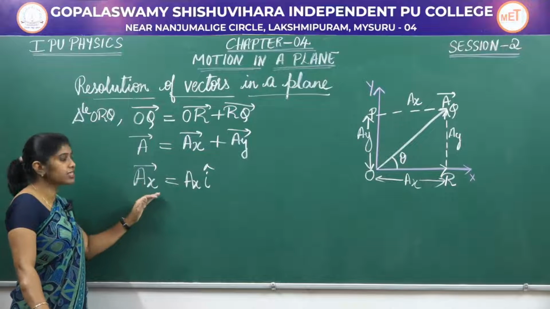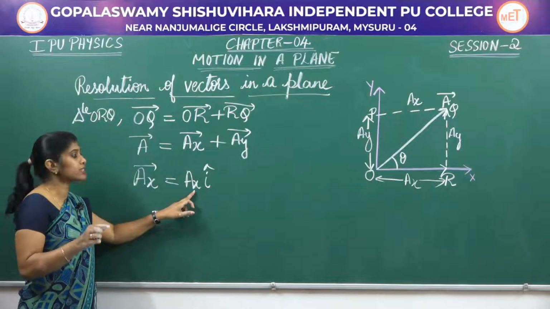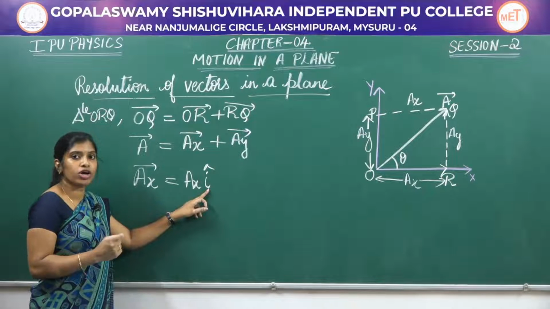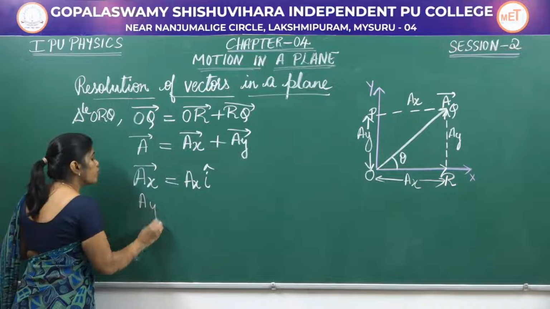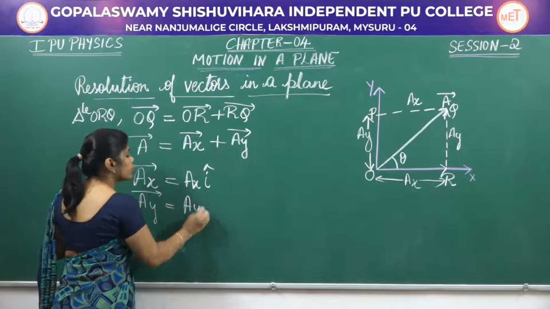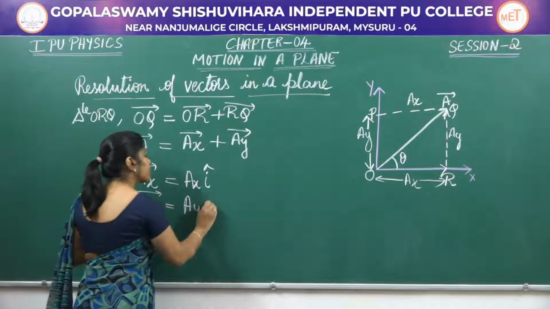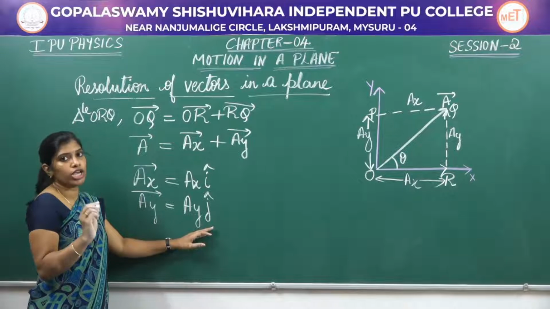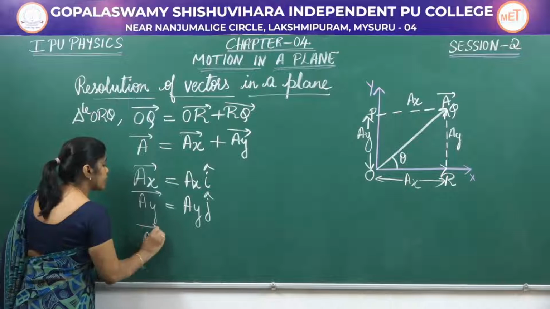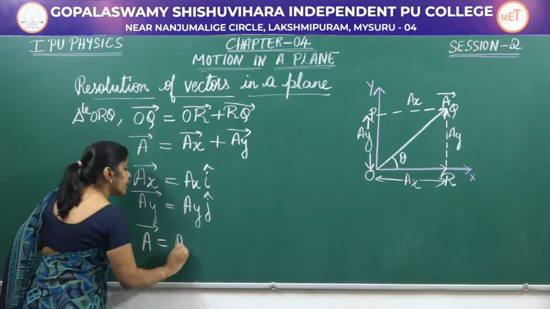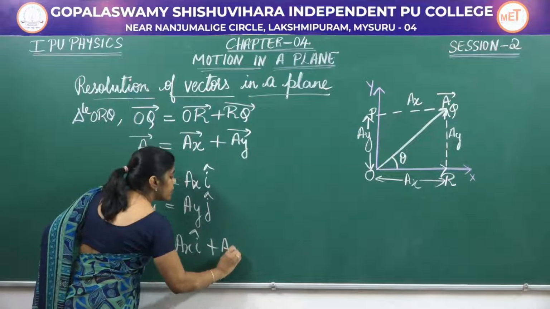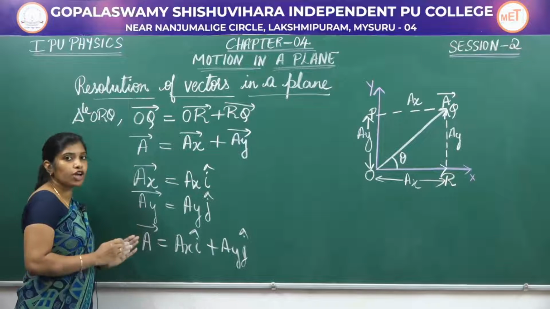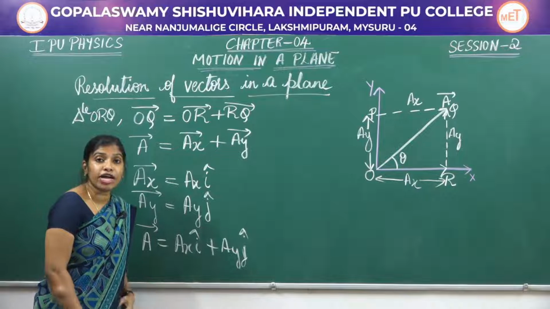Because vector Ax has magnitude Ax and it is in the direction of the x-axis, therefore I can write the unit vector i cap. And similarly, Ay has magnitude Ay and it is in the direction of the y-axis, therefore I am going to write it using j cap. Next, the vector A can be written as Ax i cap plus Ay j cap. So this vector A is equal to Ax i cap plus Ay j cap.